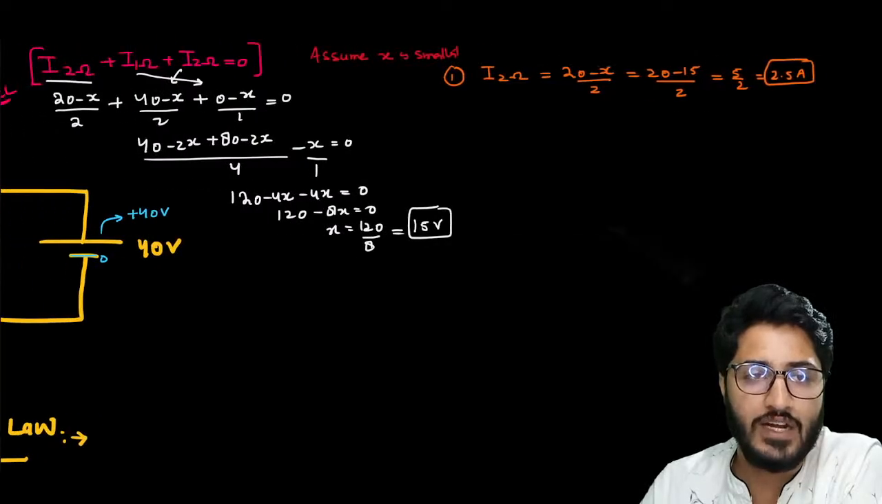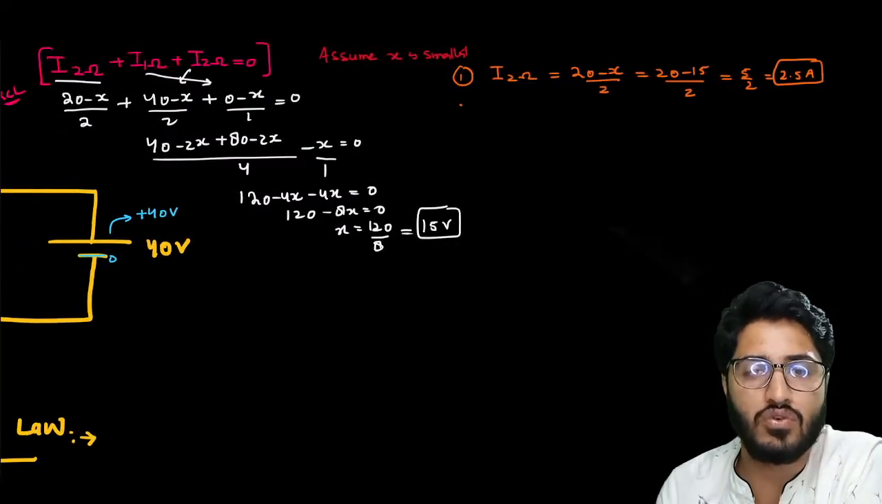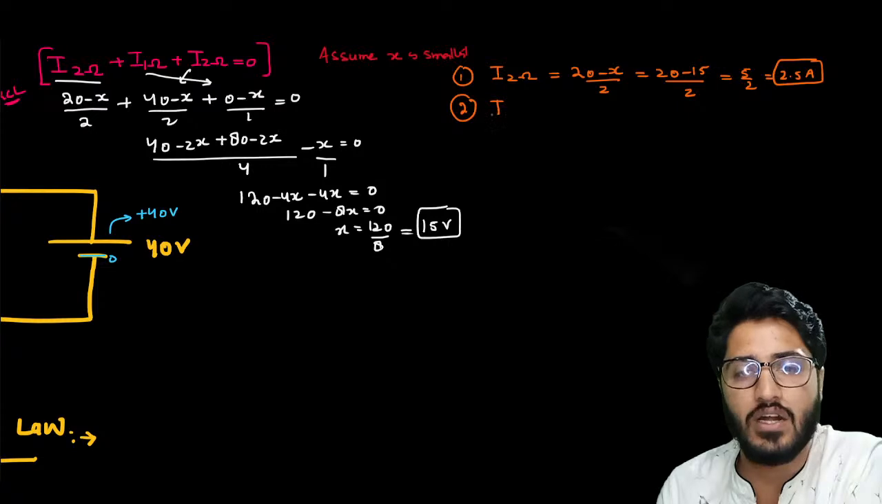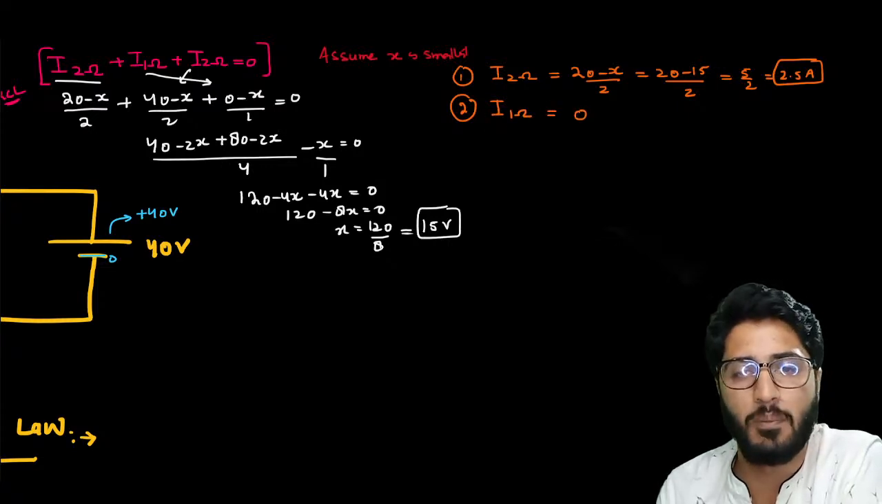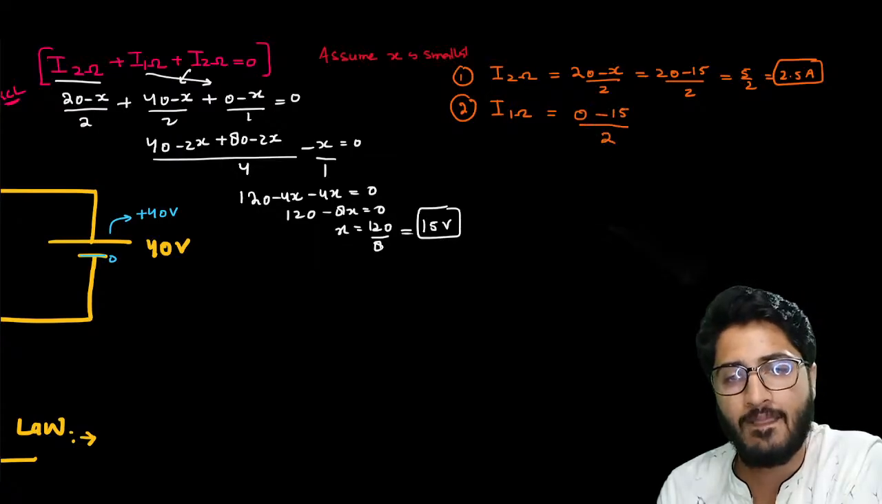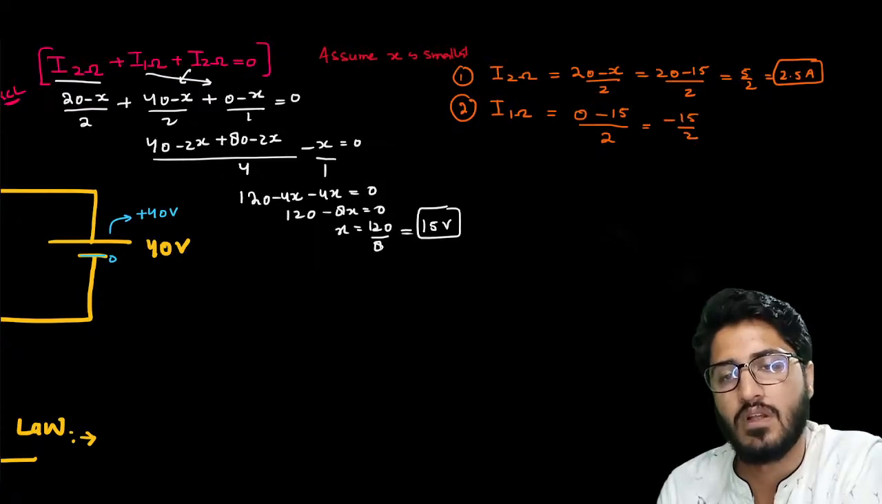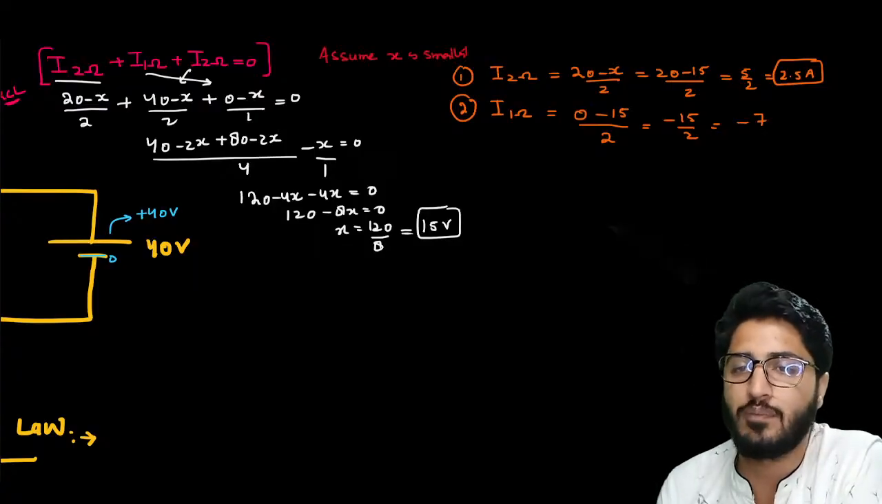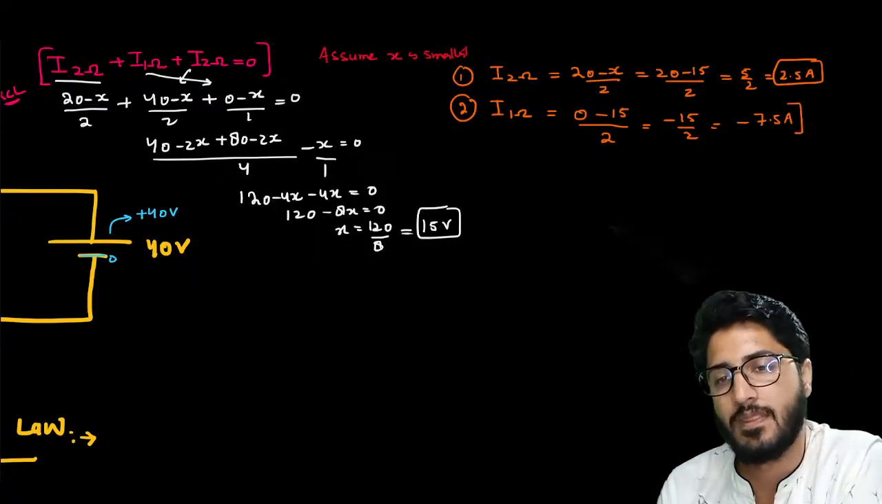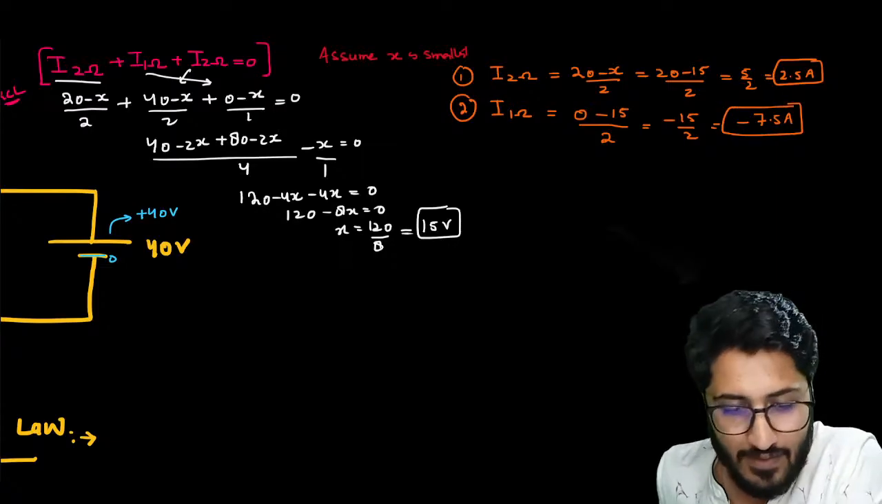It is correct. Now second one. Now second one is the current through 1 ohm, right? Current through 1 ohm, and it is equal to 0 minus X. X is how much? 15 by 2. It came out to be minus 15 by 2. I guess it is minus 7.5 ampere. Is it minus 7.5 ampere?